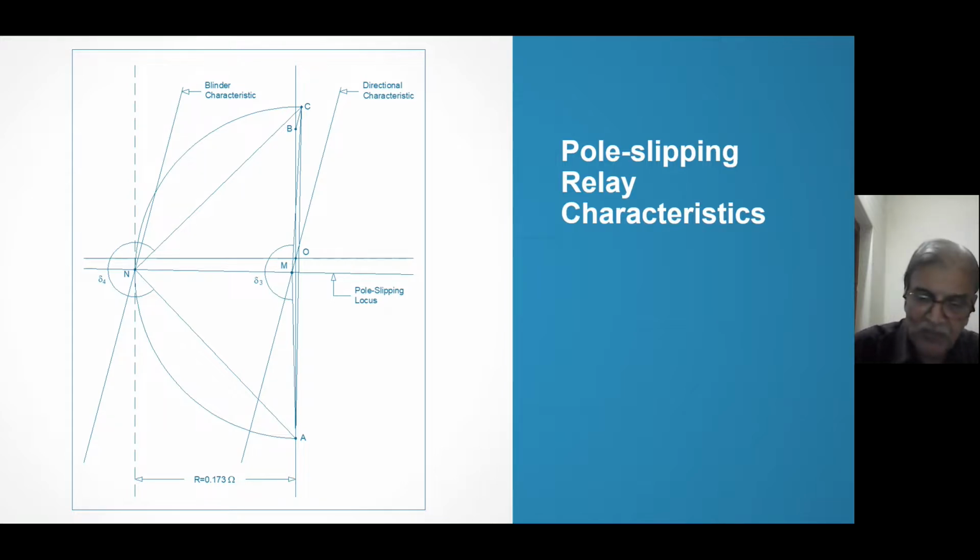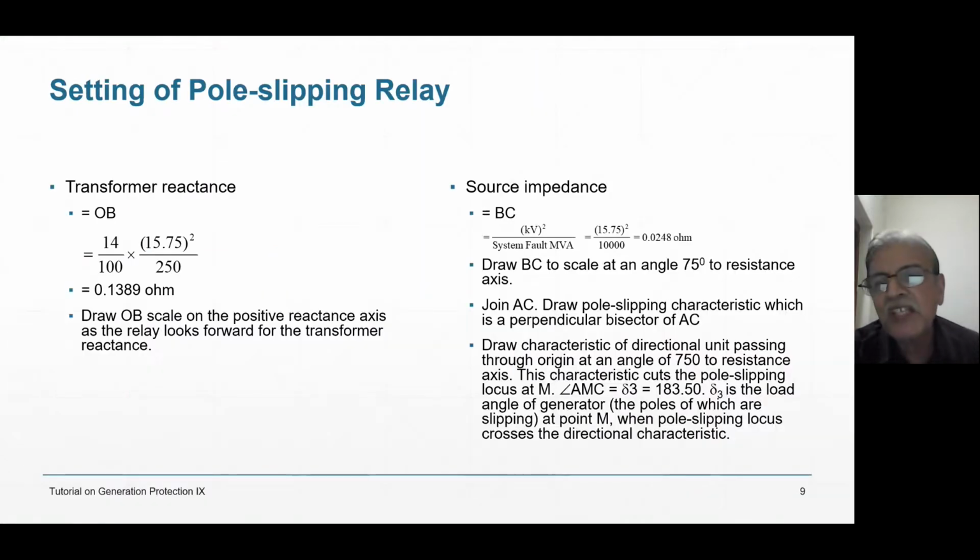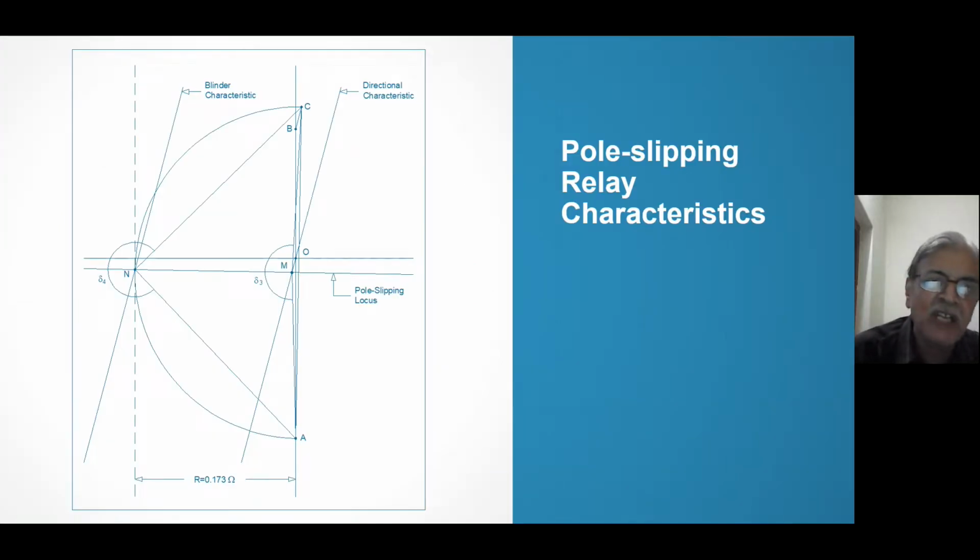BC is the source reactance. So what is the source reactance? It is kV squared by MVA, that is 15.75 kV squared divided by 10,000, because the system fault MVA is given to be 10,000. So 15.75 kV squared divided by 10,000 gives 0.0248. So BC that you have plotted is at an angle, because your system angle is 75 degrees. BC is plotted to scale.